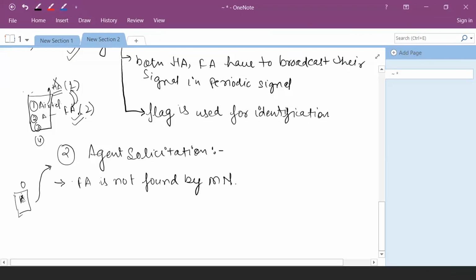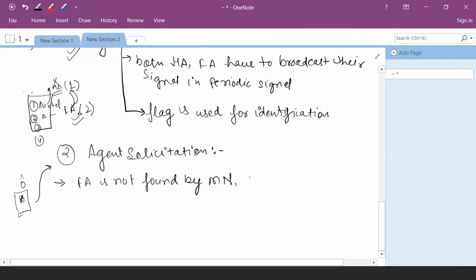Such things do not happen often because the quality of service maintained by the service providers is very high, and a lot of research is going on. So this type of thing does not happen, but it can happen in very remote locations, where the foreign agent is not found by the mobile node.